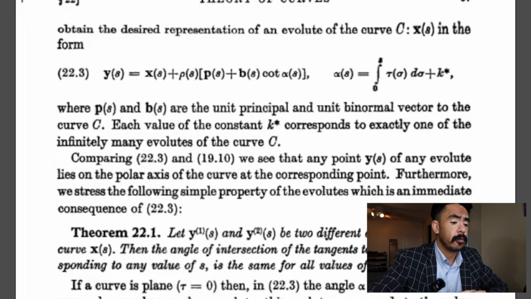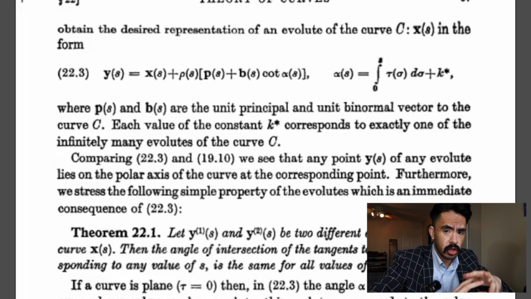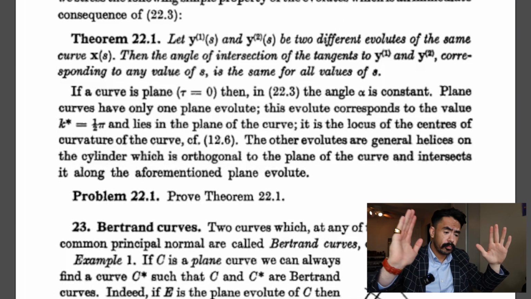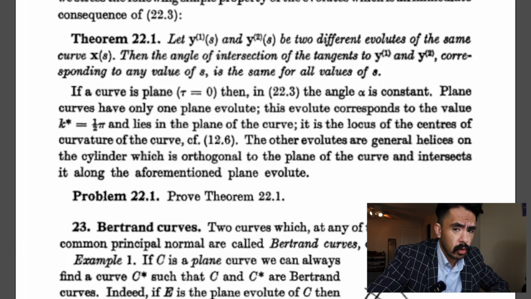Furthermore, we stress the following simple property of the evolutes, which is an immediate consequence of the representation of an evolute. All right, Theorem 22.1. Let y superscript 1 of s and y superscript 2 of s be two different evolutes of the same curve vector x of s. Then the angle of intersection of the tangents to y superscript 1 and y superscript 2 corresponding to any value of s is the same for all values of s.